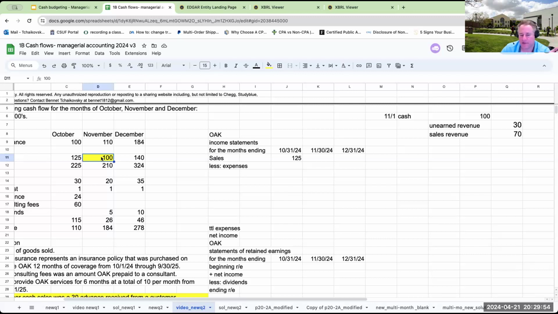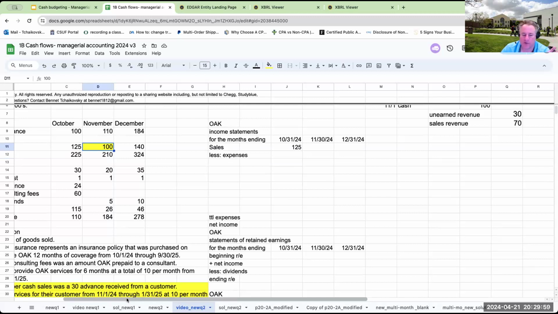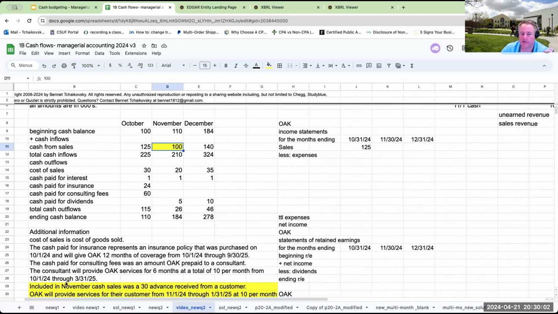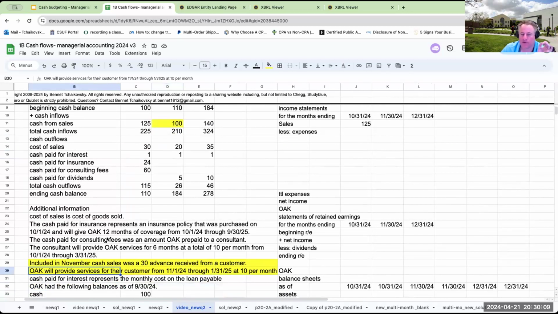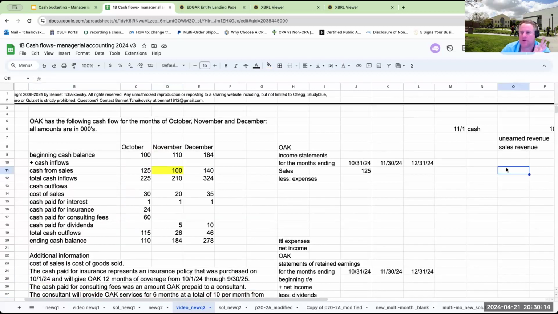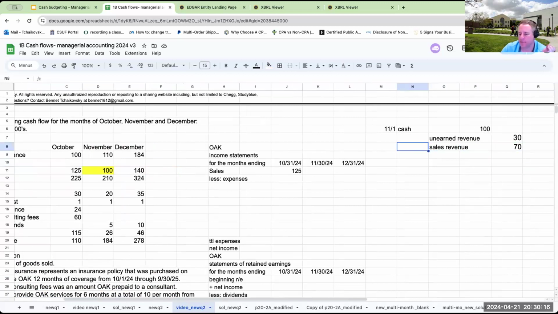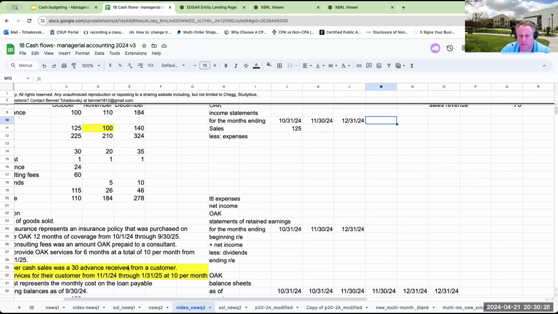When we look at this, we received 100. However, it tells us down below, included in this amount was a 30 advance received from a customer. I will be providing services for the customer from 11/1 through 1/31/25. So now we know at a minimum that our sales revenue is 70. However, that's incorrect. Why is it incorrect?